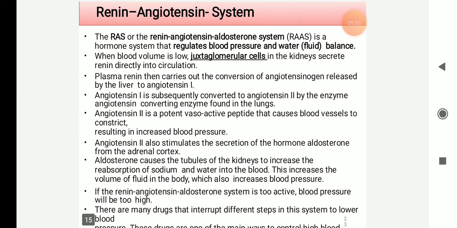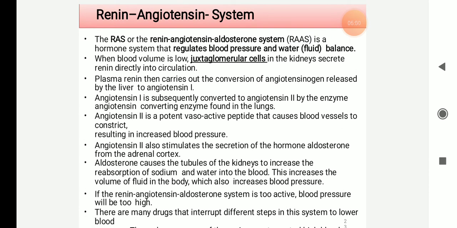Then in this slide there is a description of how the renin-angiotensin system works. The RAS, or renin-angiotensin-aldosterone system, is a hormone system that regulates blood pressure and water and fluid balance. We all know that. When blood volume is low, juxtaglomerular cells in the kidney secrete renin directly into the circulation. Then the plasma renin carries out the conversion of angiotensinogen released by the liver to angiotensin I. Angiotensin I is subsequently converted to angiotensin II by the angiotensin-converting enzyme, which is found in the lungs.